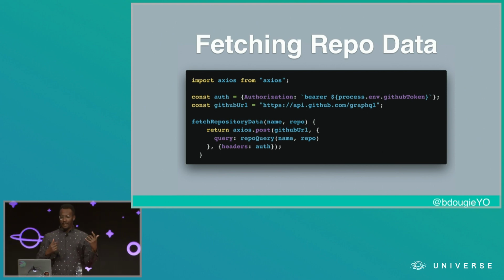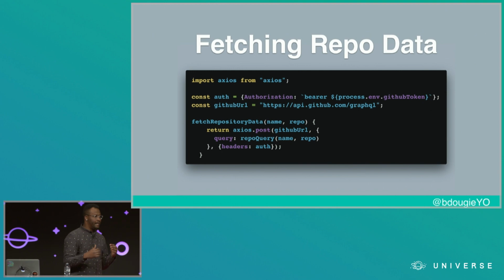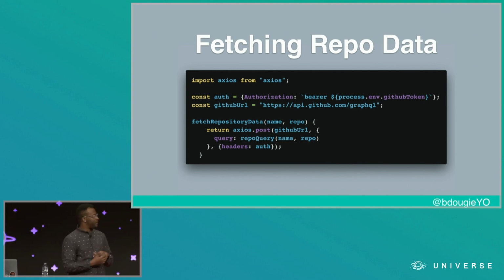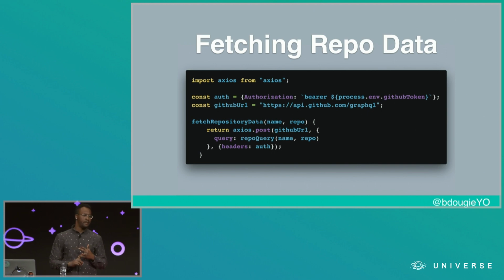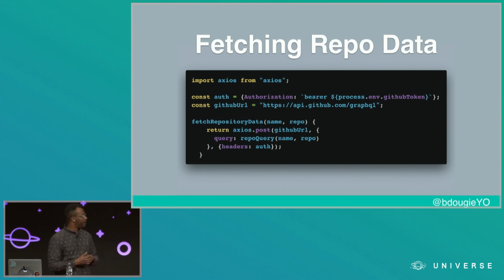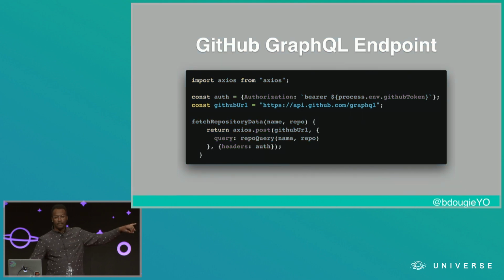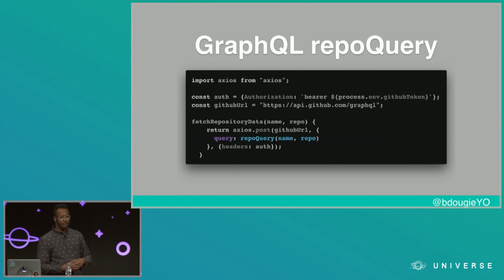The most basic way to get GraphQL into your app, if you're using JavaScript, is to use something like node fetch, or you can use Axios. I'm a big fan of Axios. You just get that JSON back right away. And as you can see, I'm just using the straight-up api.github.com/graphql, and from there I'm passing in my repo query.